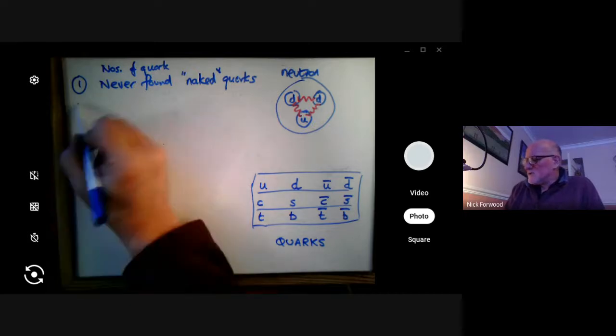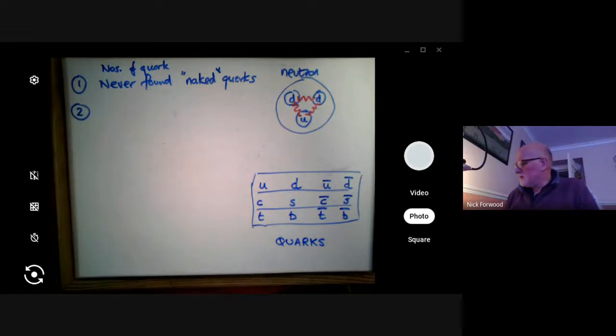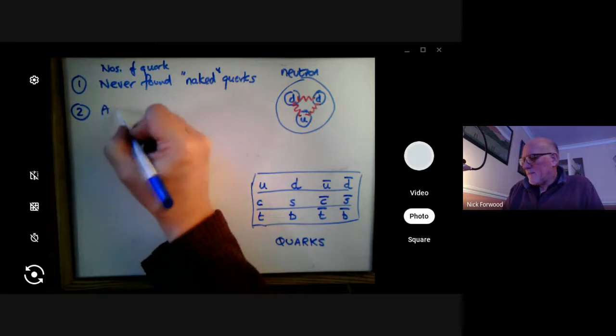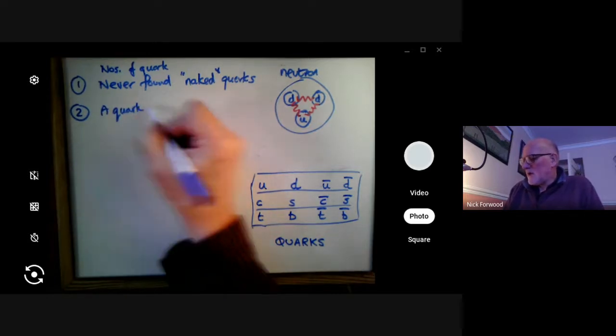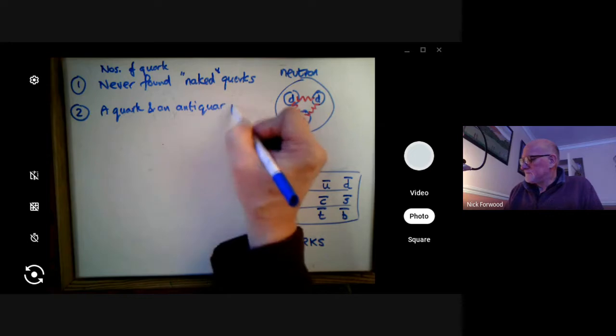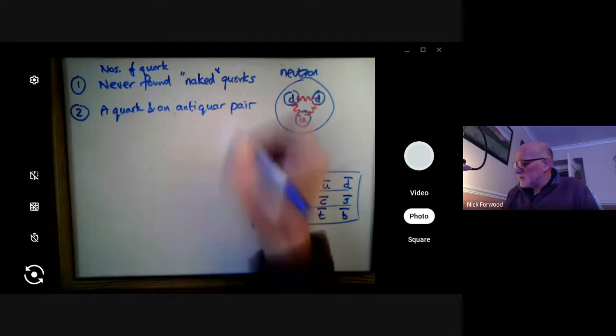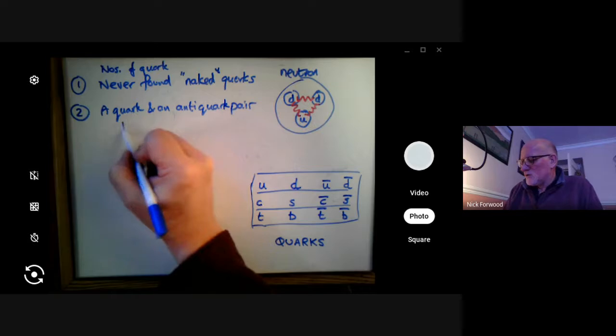So what's the next number of quarks? We could have groups of 2 quarks. Quarks will live in groups together, never on their own. But if you're going to have 2, physicists have found that you only have a particle grouping made up of a quark and an antiquark pair. Particles that are made of a quark and an antiquark pair are called mesons.